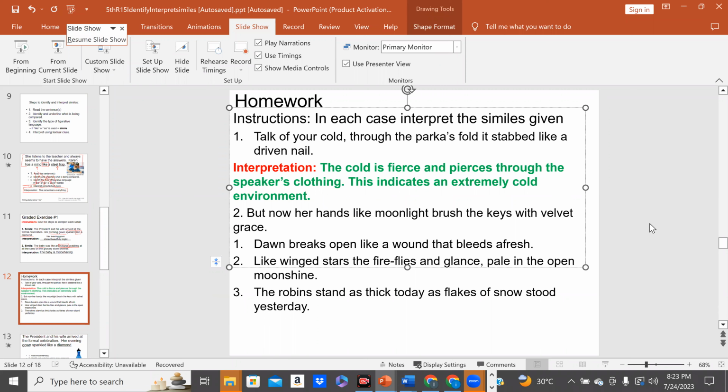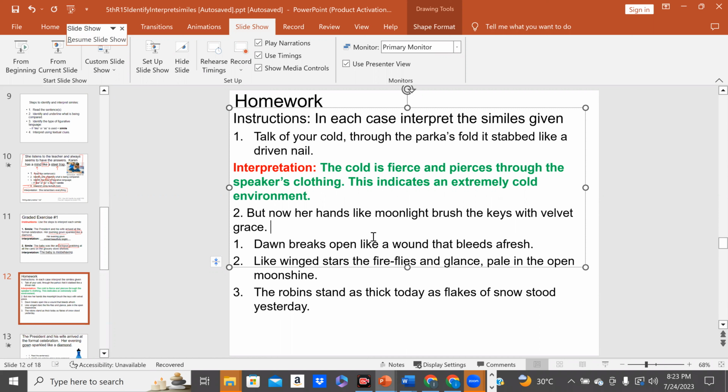That's how she plays. Plays what? The keys. Her hands like moonlight brush the keys with velvet grace. Yes. It's saying her hands are smooth. Yes, that's correct. Her hands are smooth. I could agree with that.